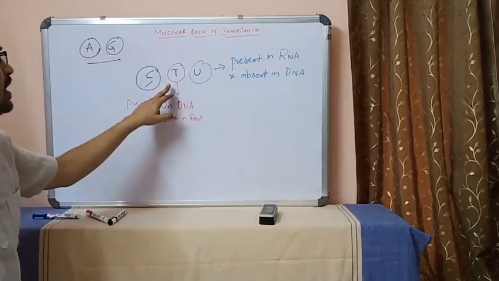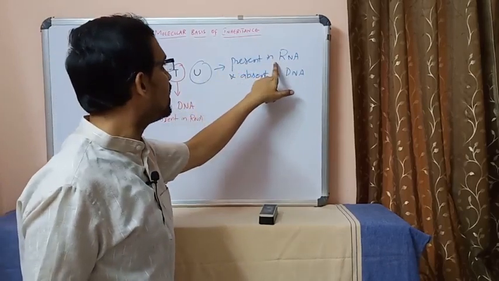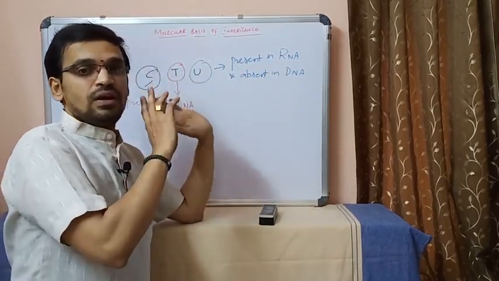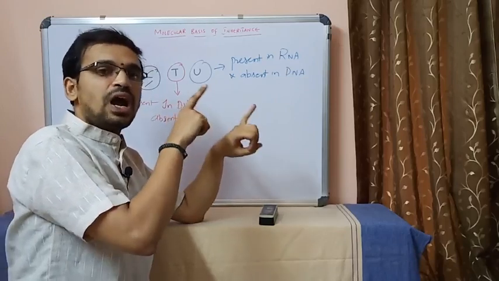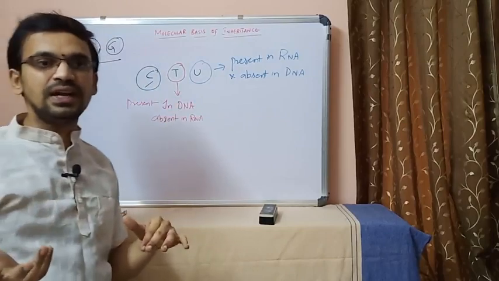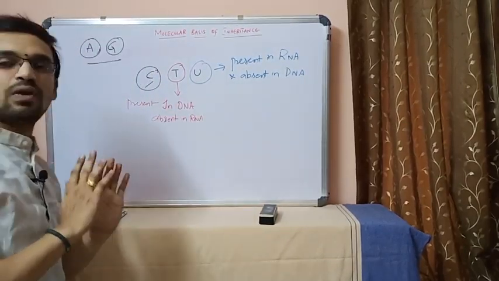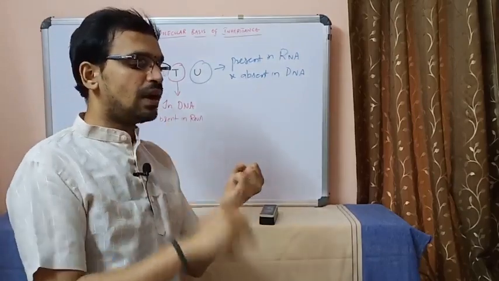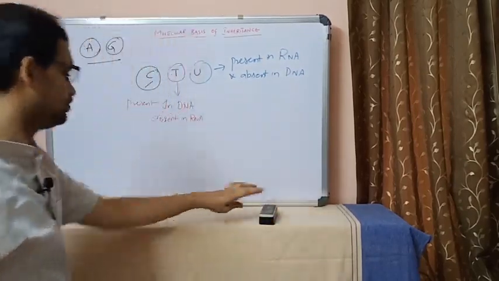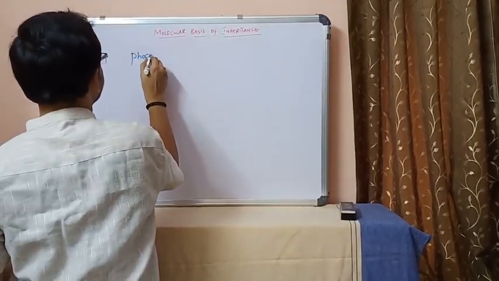So thiamine is present in DNA, absent in RNA. Uracil is present in RNA, absent in DNA. Sugars, same. Ribosugar is present in RNA, absent in DNA. Deoxyribosugar is present in DNA, absent in RNA. So with this we have completed 2 components: nitrogen bases, sugars. Now coming to phosphate.